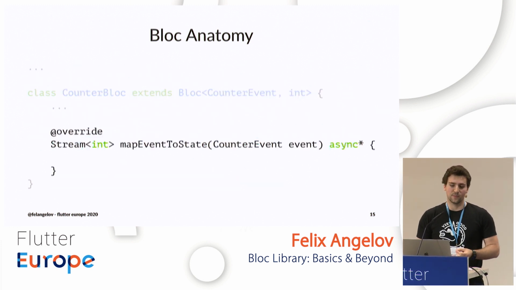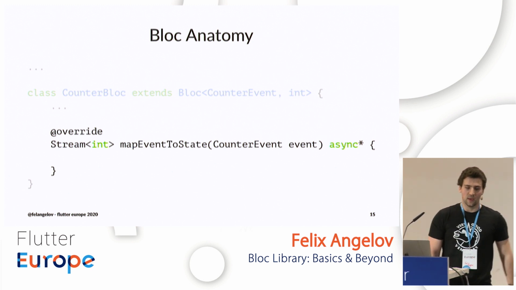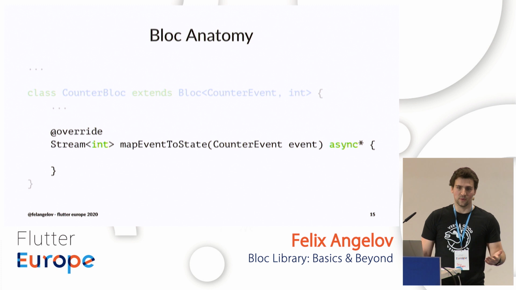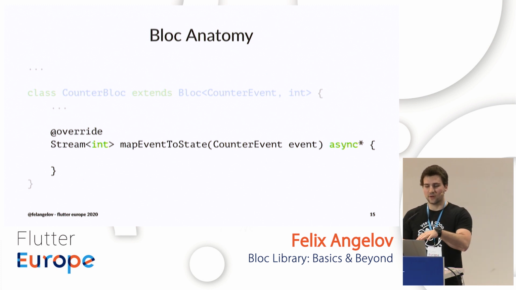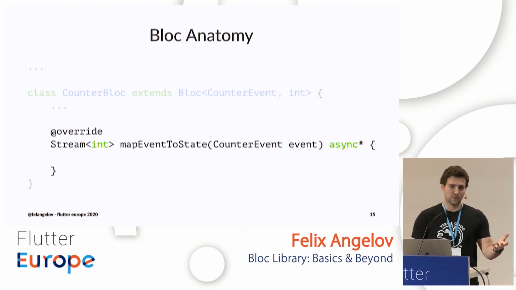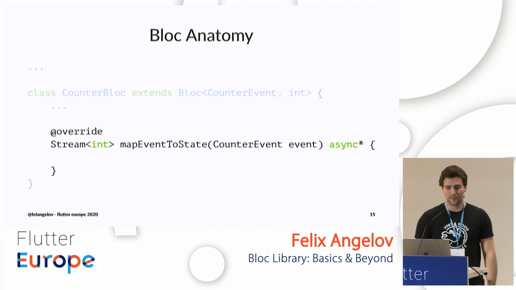And then the second one is this mapEventToState function. So it's an async generator, that's the async star. And all that means is it's going to return a stream of integers. So we're going to convert CounterEvents as our input into a stream of integers or states as our output.